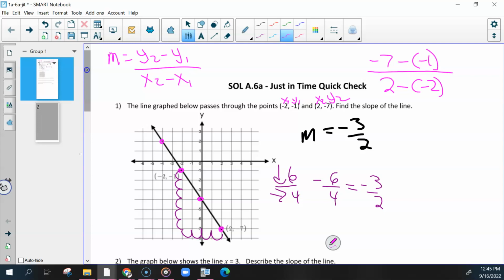And then you would simplify across. Negative 7 minus a negative 1, that's really plus. 2 minus a negative 2 is really plus. And then you would simplify. So either or, you should get the same answer.